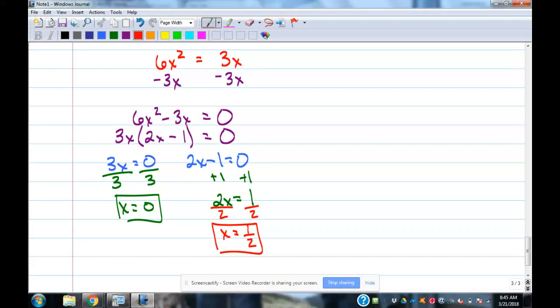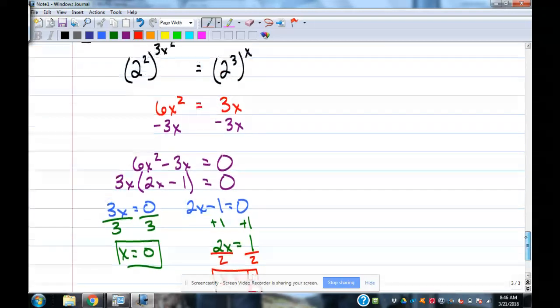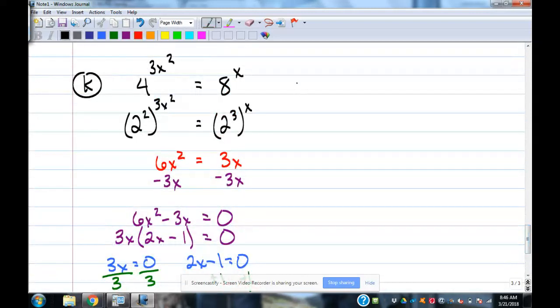If I plug a 0 in the original problem, 4 to the 0 power is 1, and 8 to the 0 power is 1. I plug in 1/2 in there. 4 to the 3/4 power is equal to 8 to the 1/2 power. That does work as well. So both of those check in the original problem. So solving a quadratic is something you're supposed to know how to do, right? We had a couple of sections in our chapter 4 about solving quadratics.